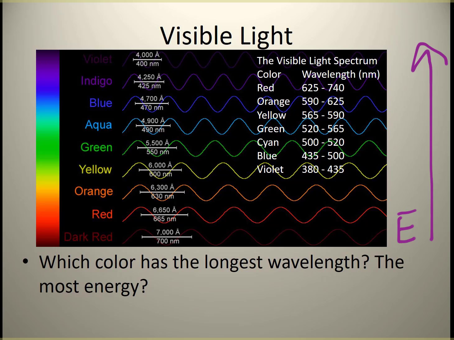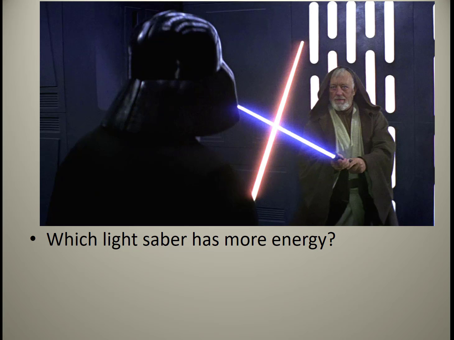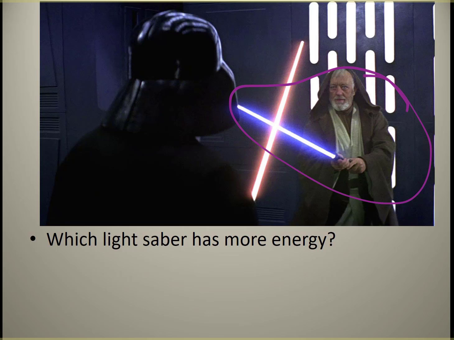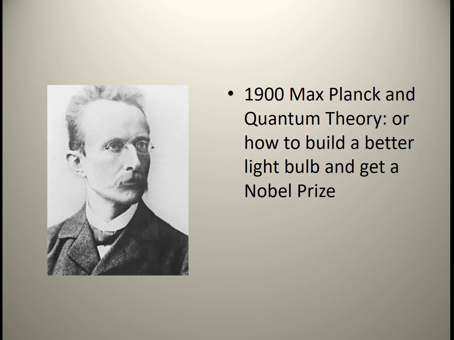So we can apply this to good old science fiction, Star Wars. We have a red lightsaber and we have a bluish lightsaber. Which one would have more energy? We find out that the blue would. So you would think that the blue would be the winner of this battle, but spoiler alert, the red actually wins. All right, so let's apply this information to chemistry.